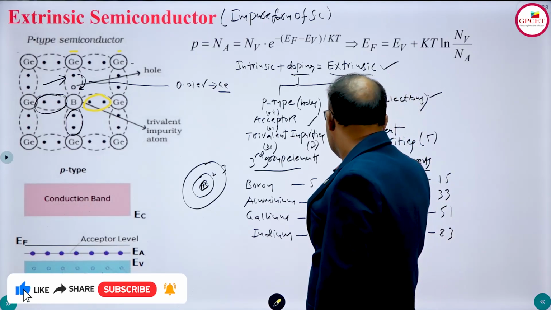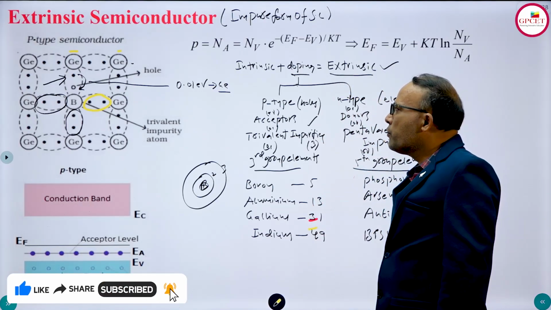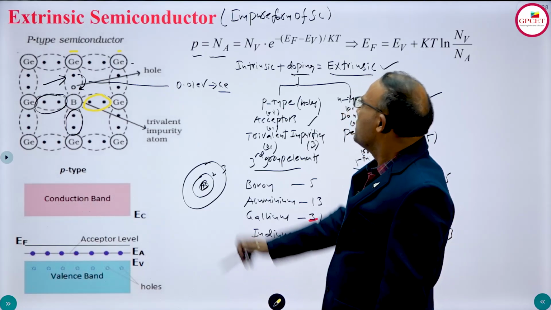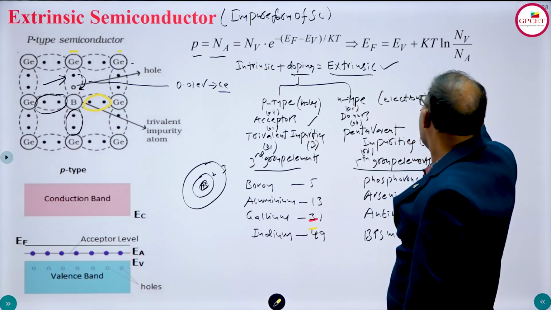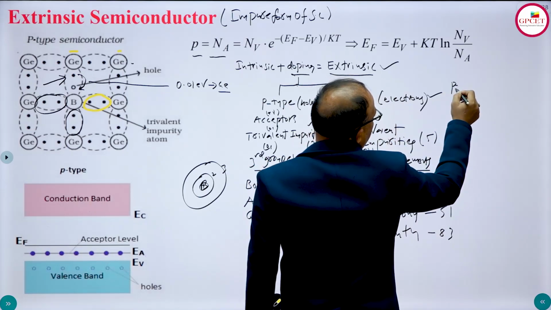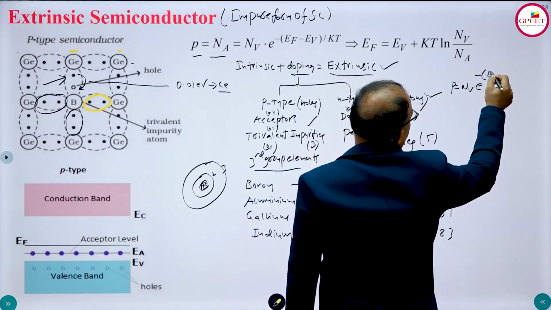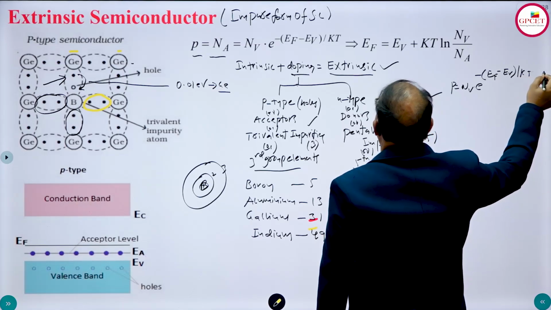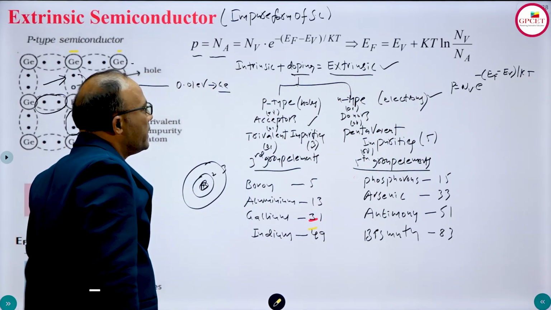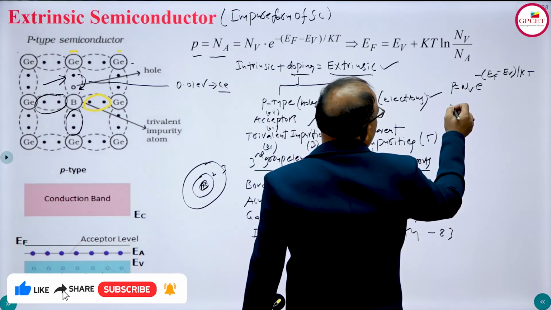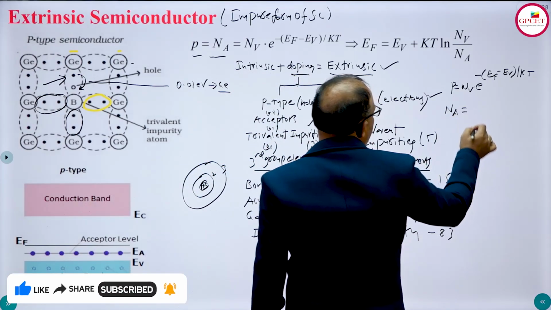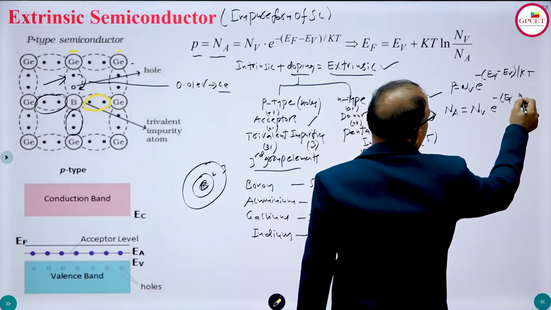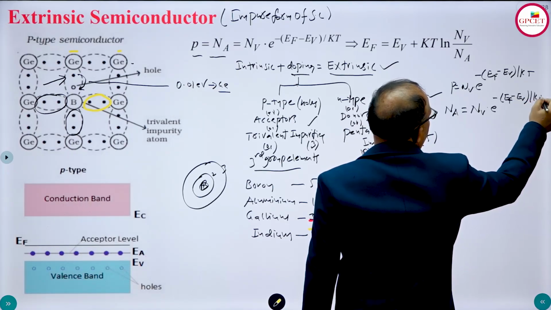And here you can see the concentration of holes, which is nothing but P. It is also called the acceptor concentration, Na, and here we already have P equal to Nv into e power minus of (Ef minus Ev) divided by KT. So these acceptors or holes are also called acceptor concentration Na, and Nv is the effective density of states of holes, e power minus of (Ef minus Ev) divided by KT.